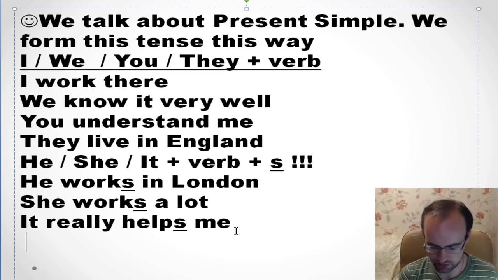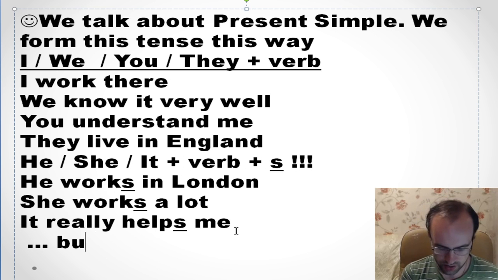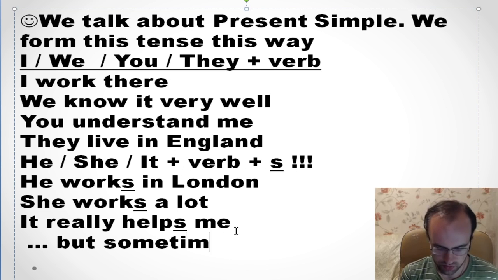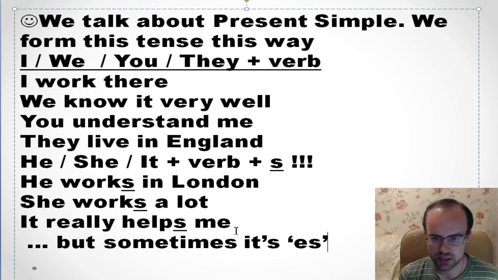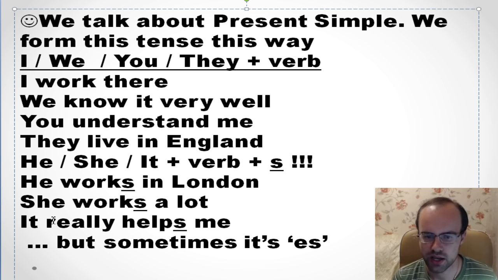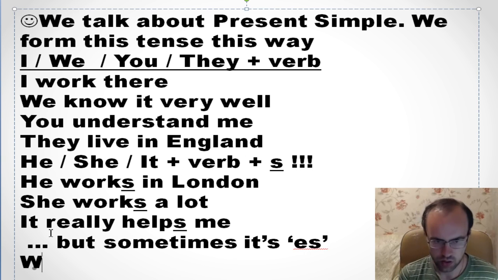But sometimes it's es. It's es, not s. So when, look.